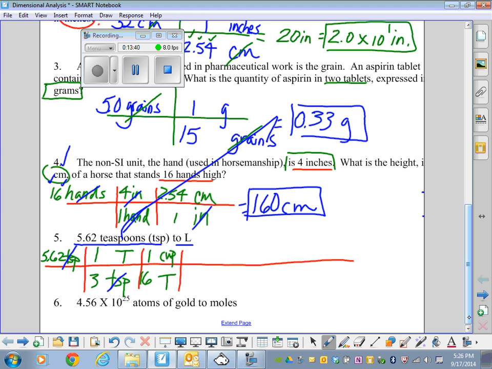We have another step. First I should say, important step, tablespoons cancel. We're left in cups, but we need to get to liters, don't we? So I'm going to bring down a cup.